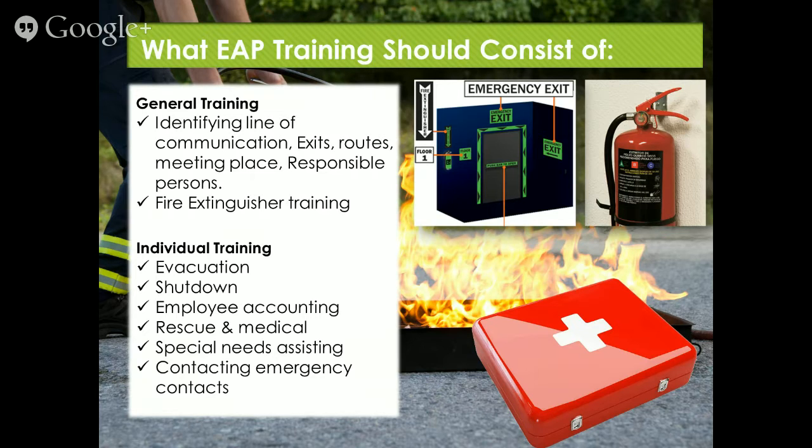So some of the training that we do is identifying the lines of communications, exit routes, meeting places, and responsible persons. You've got to make sure these people know who they're going to contact, what exits they should use in certain areas, and what routes to take depending on the emergency, the earthquakes or fire, like we had talked about. Then a meeting place or places on the outside, and the responsible persons they're looking to find and check in with.